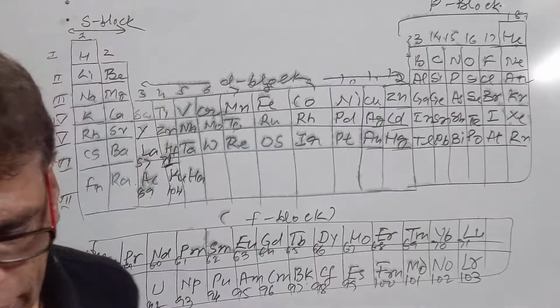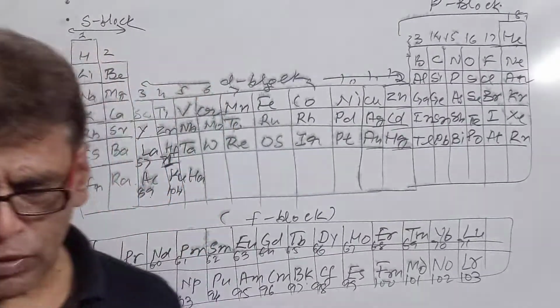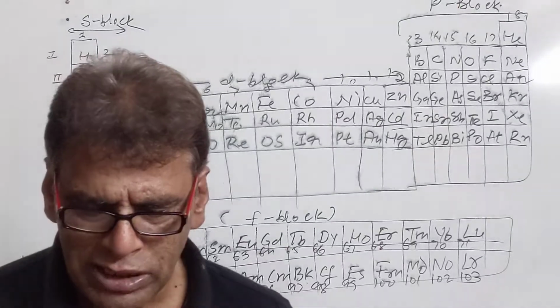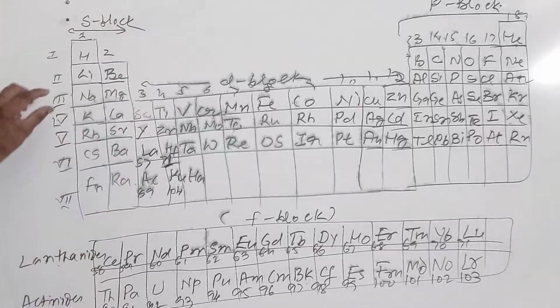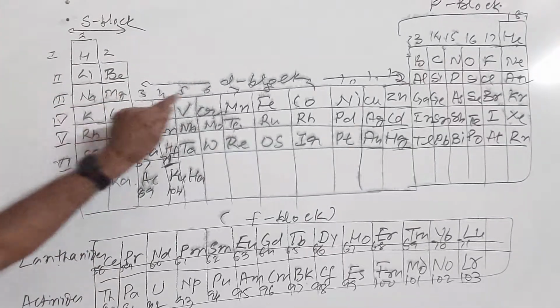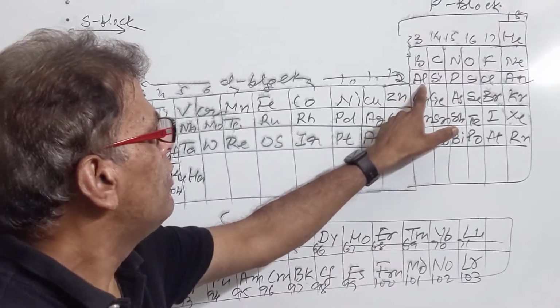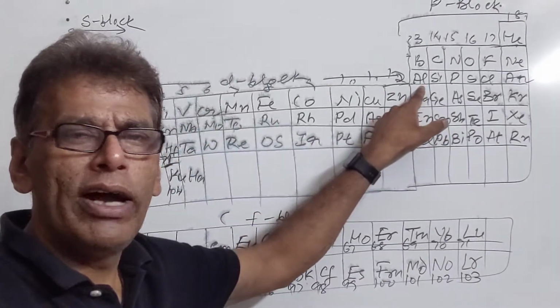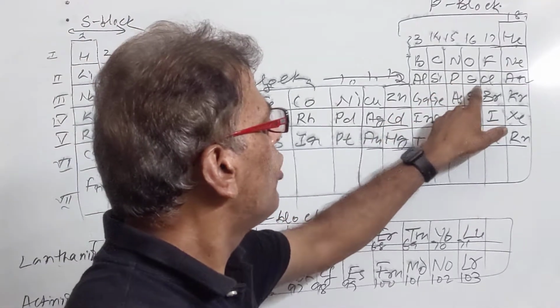Then we come to the metallic and non-metallic characteristics of the elements. This is activity number 5. Classify the elements of the third period into metals and non-metals. So this is our third period. These are metals. Then we are moving this way. Aluminium has some metalloid character. Silicon is a non-metal, and so on.